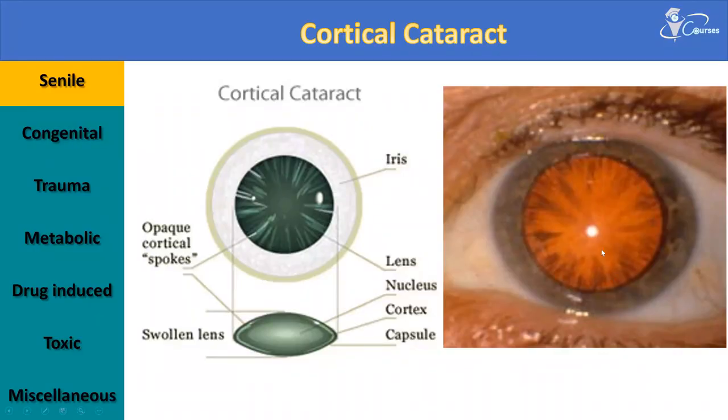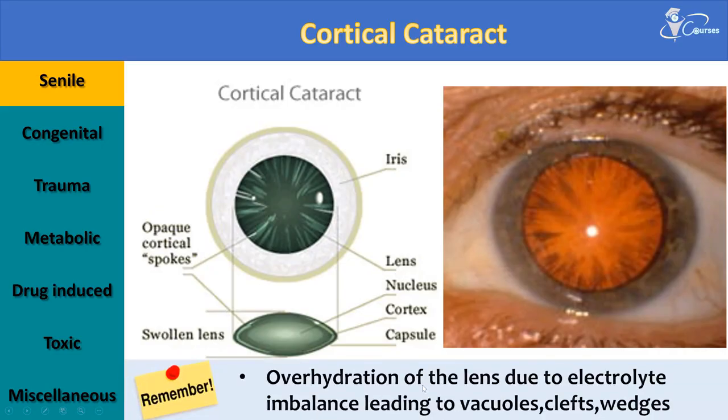They present with these wedge-shaped opacities, which can be anterior or posterior, and these opacities tend to progressively worsen over time. Okay, so these are called the cortical cataract. To summarize, what is important about cortical cataract? It is characterized by overhydration of the lens due to electrolyte imbalance. It could also be related to increased intralenticular calcium. This imbalance will result in increasing calcium within the lens, and it is characterized by the presence of vacuoles, clefts, and wedges.